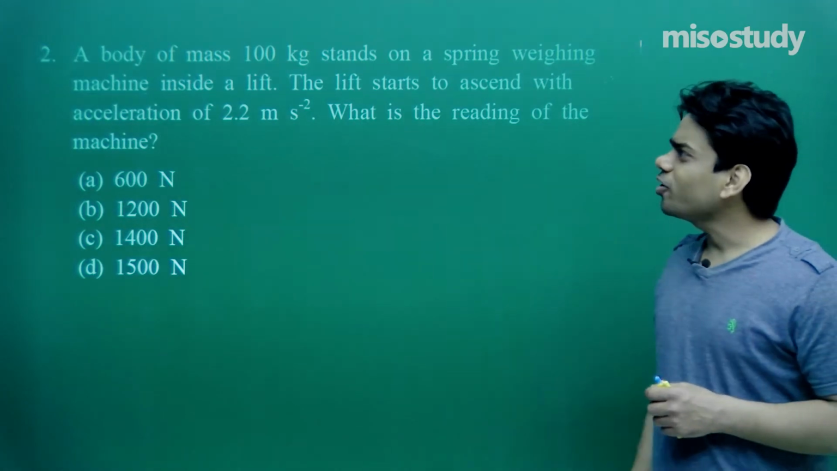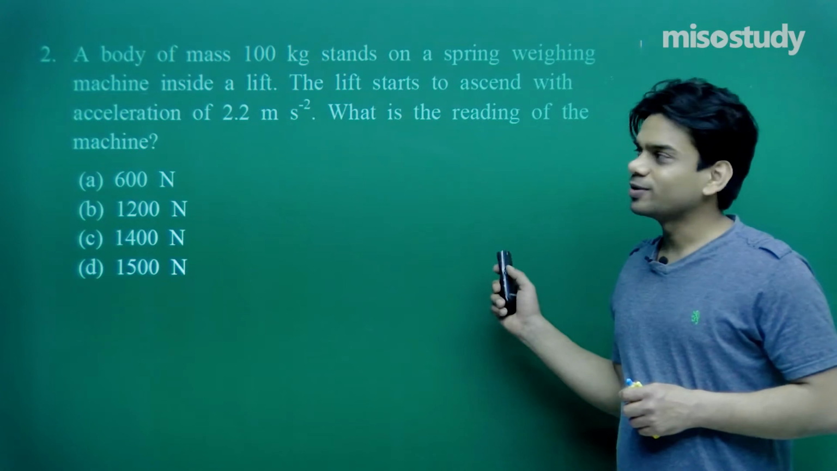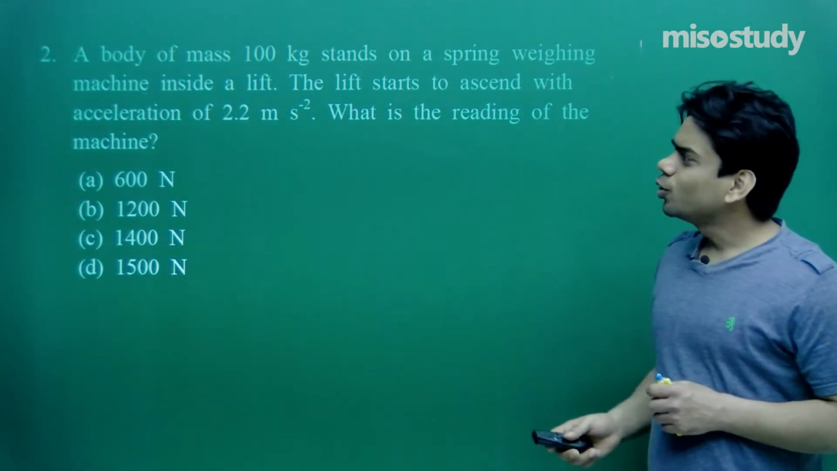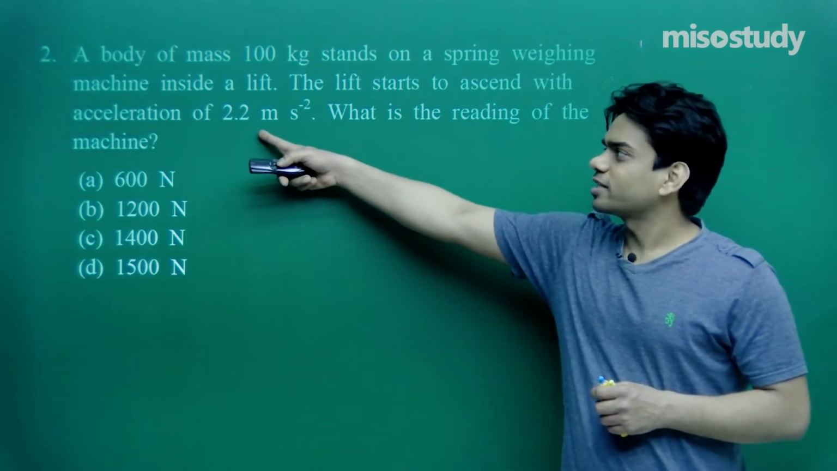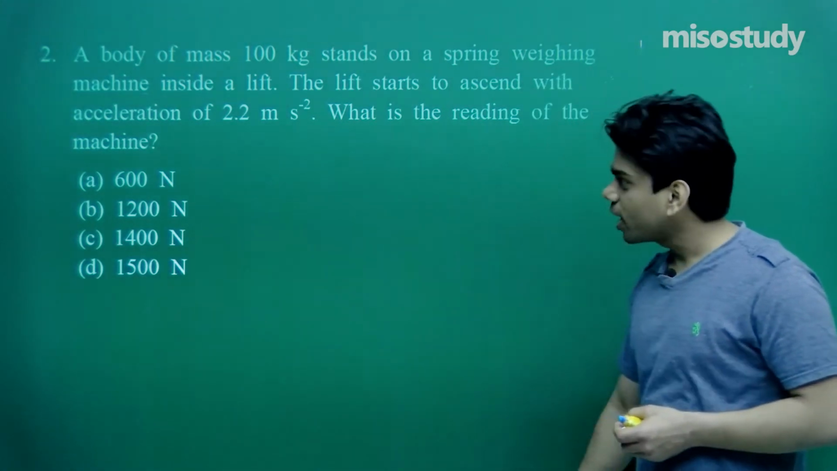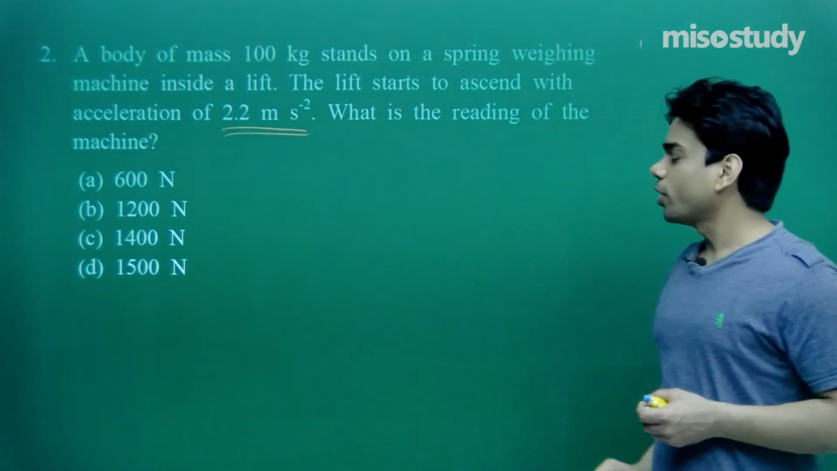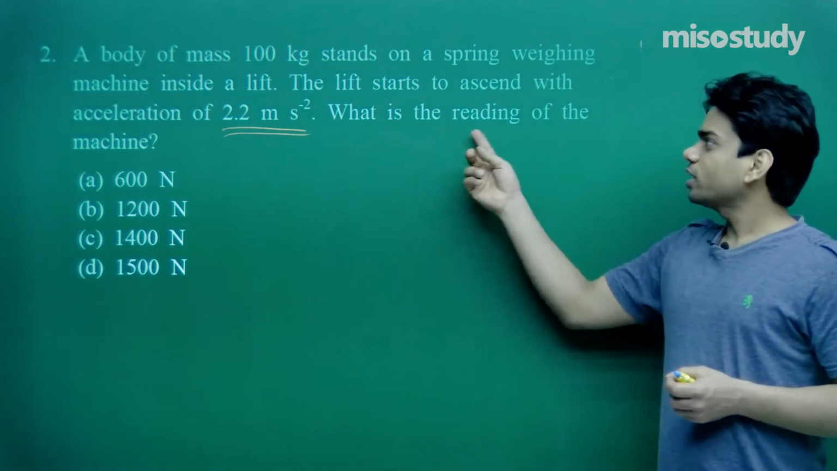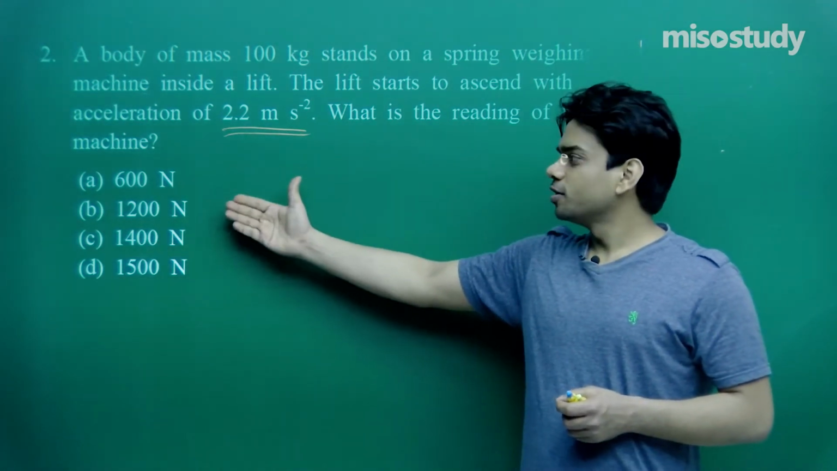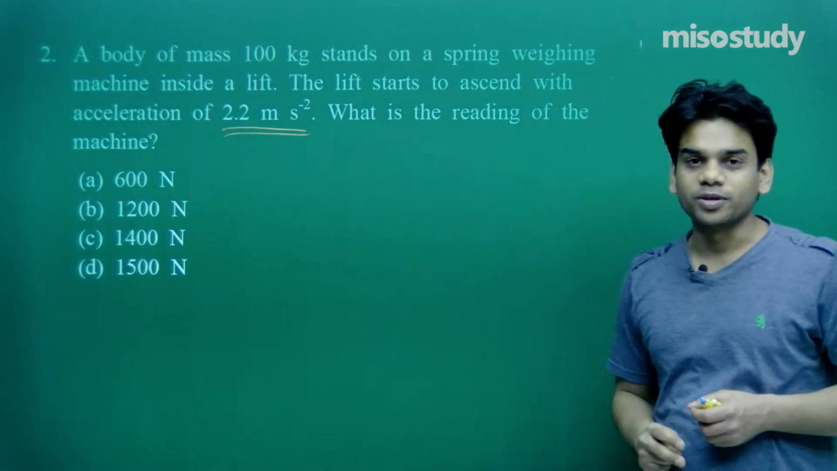Second question, a body of mass 100 kg stands on a spring weighing machine inside a lift. The lift starts to ascend with an acceleration of 2.2 meter per square second. First important point that we should keep in mind is that the acceleration of the lift is 2.2 meter per square second. What is the reading of the machine? A 600 Newton, B 1200 Newton, C 1400 Newton, D 1500 Newton.